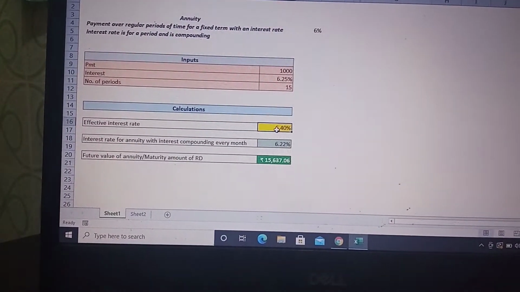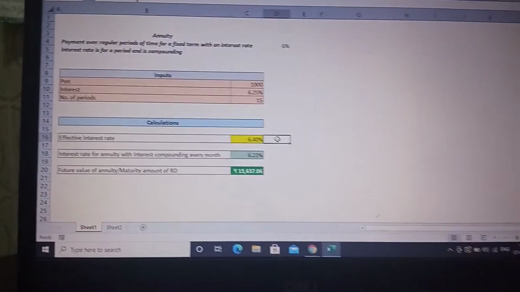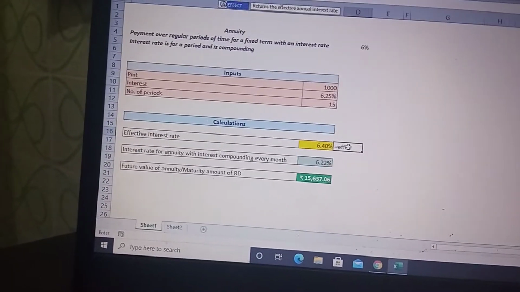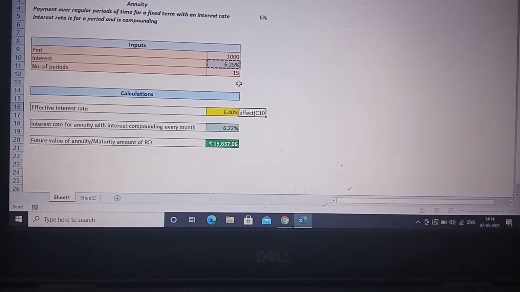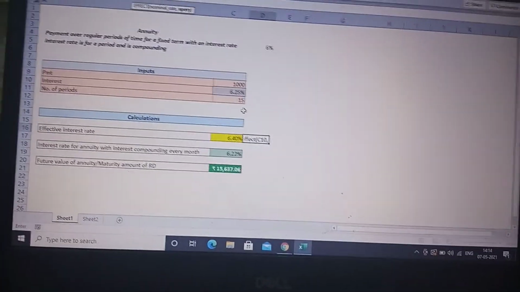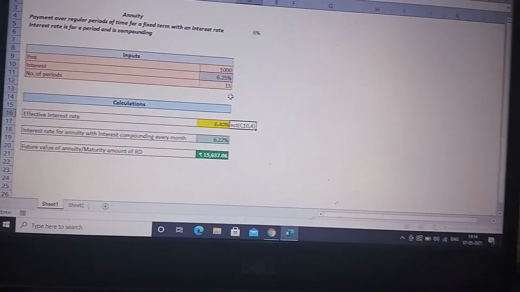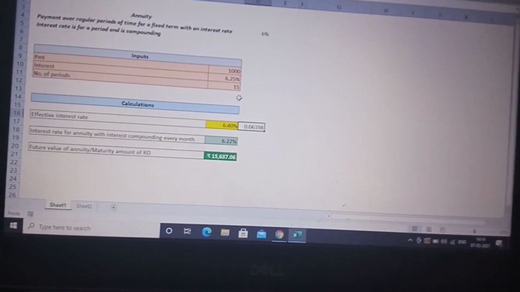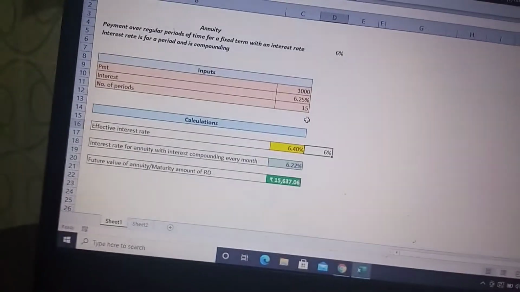The effective interest rate would be calculated through this formula, EFFECT. In this formula you put the nominal interest rate, and then the number of periods that you compound for. So it is 4, because there are 4 quarters in a year. So exactly this is the interest rate that I'm getting. Effectively I'm not getting more than this, I'm not getting less than this.